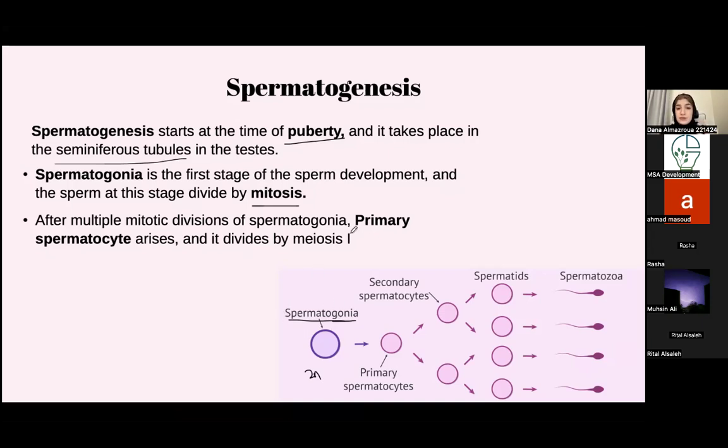Now, after multiple divisions, the spermatogonium would differentiate into a spermatocyte. The process by which a spermatogonium becomes a spermatocyte is mitosis. So far, we didn't go into meiotic division. It's a mitotic division. It just keeps dividing like any cell, but then we change the name. We didn't do anything. We just changed the name of the cell. A spermatogonium divides by mitosis, and then we call it now a primary spermatocyte. Okay? So it divides by mitosis, forming the primary spermatocyte.